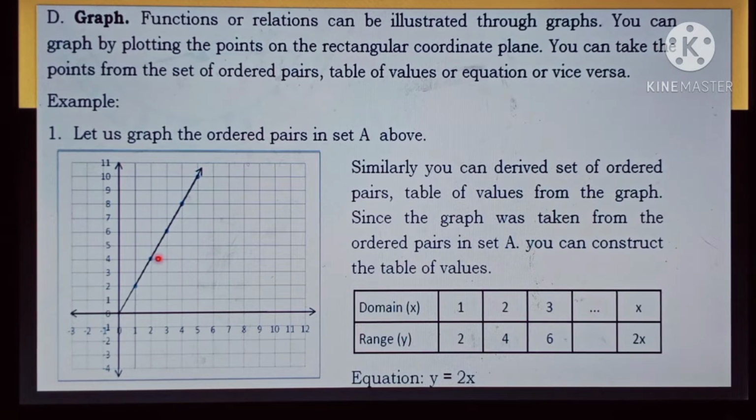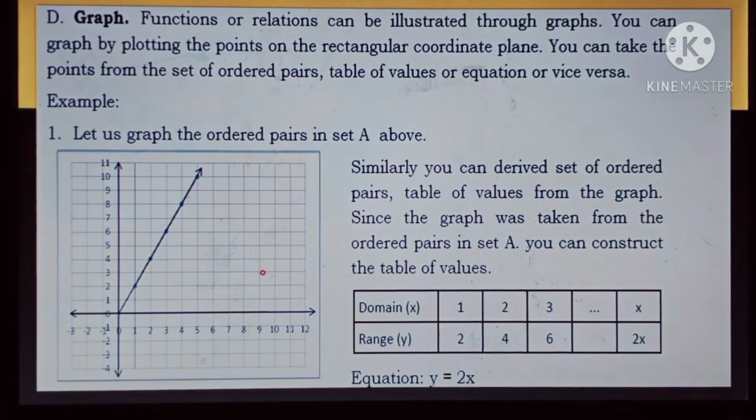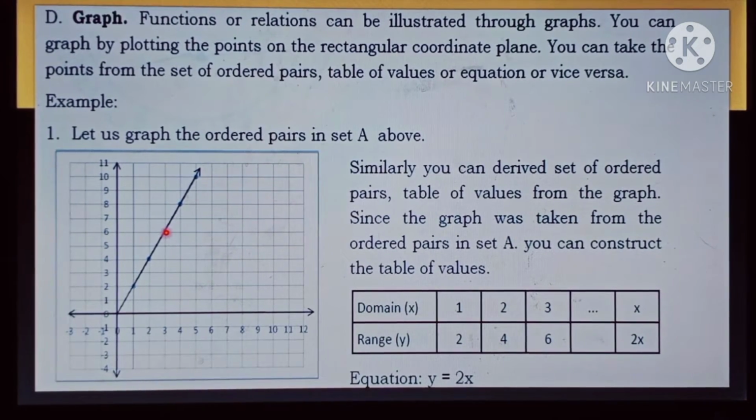Okay, so let's have this point. So, ito naman, you go down, you have 2, so that will be the domain, the x. And then, you draw horizontal, you go on the horizontal way. Then, you have 4. So, to complete the table, you just locate the points and identify its coordinates. So, ito ay 3 at ito ay 6. Okay, you have (3, 6).